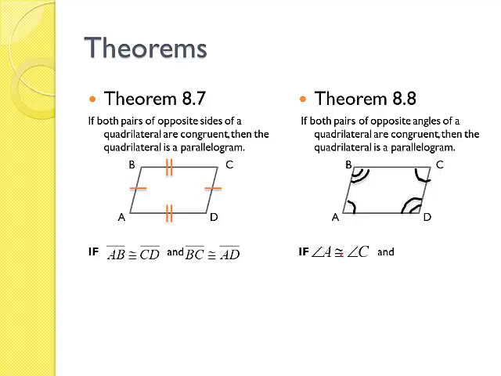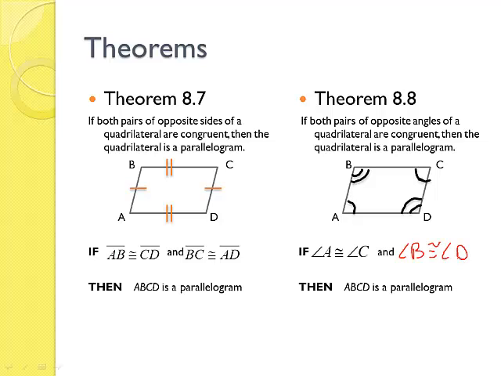Theorem 8.8. If both pairs of opposite angles of a quadrilateral are congruent, then the quadrilateral is a parallelogram. So we know opposite angles are congruent in this figure. We know angle A is congruent to angle C. We also know that angle B is congruent to angle D. If we know those two properties, then it is a parallelogram.